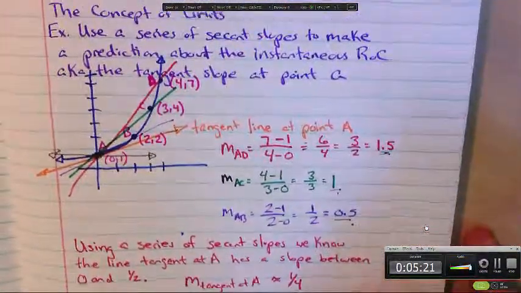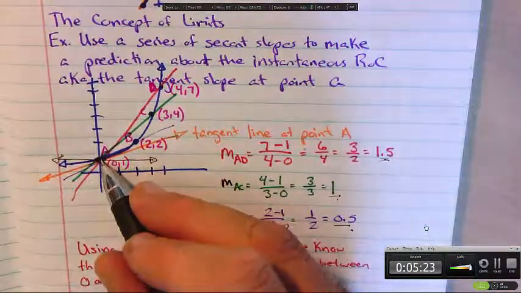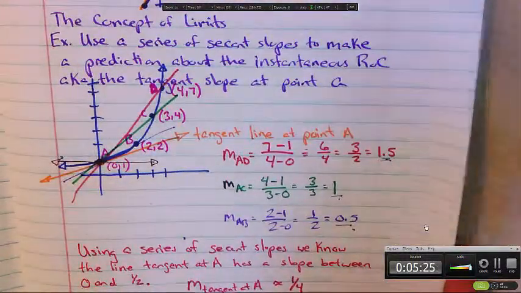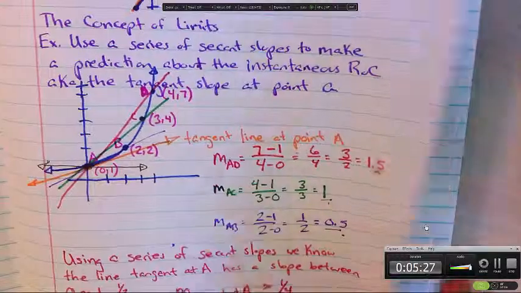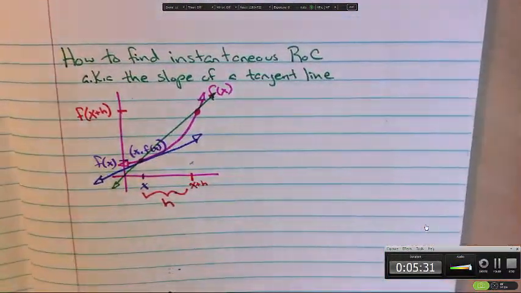But the idea of limits is we don't know what's happening exactly at the point that we're interested in, so we look at what's happening near the point that we're interested in and make a prediction based on that.